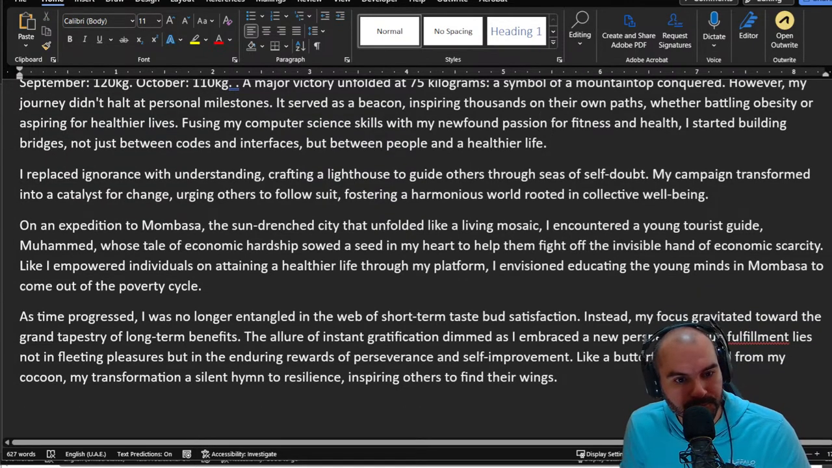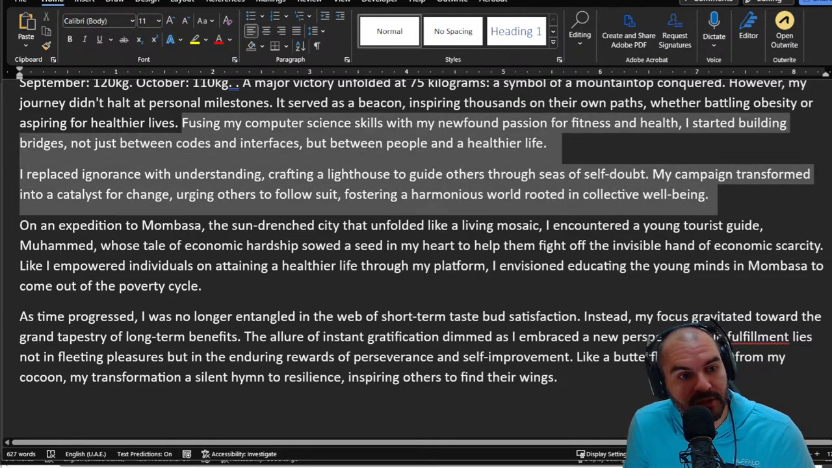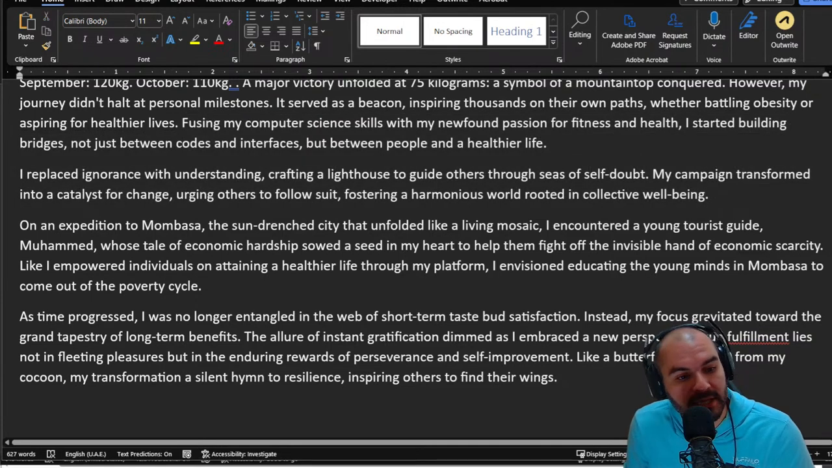Okay. And this idea of fusing your computer science skills is interesting. I'm kind of curious how that worked, and maybe how many other people you've helped. I don't know if you're going to describe this in other places of your application, but it's interesting to me. Okay. Switch to this. You want to help other people come out of their cycle of poverty. That's good. All right.